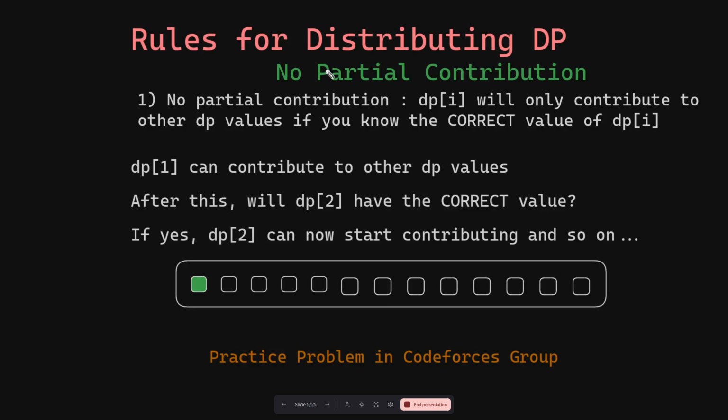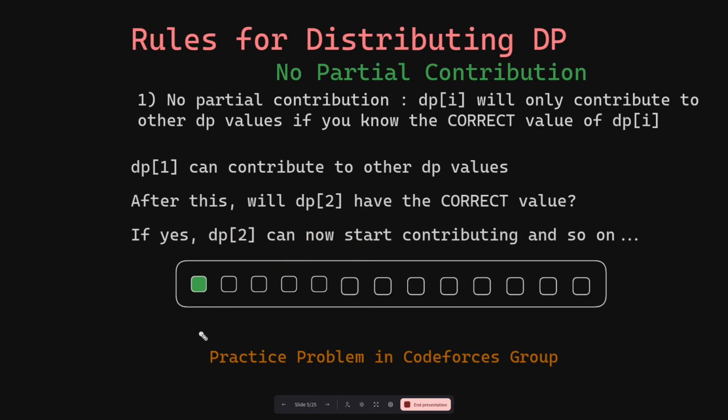There is just one rule for distributing dp. There should be no partial contribution. It means that if you do not know the correct dp value of a particular index, you should not add the contribution of that index to other elements. At the start of the algorithm, we know for certain that the dp value of the green cell, which is 1, is correct. Then we can propagate the dp value of this green cell.